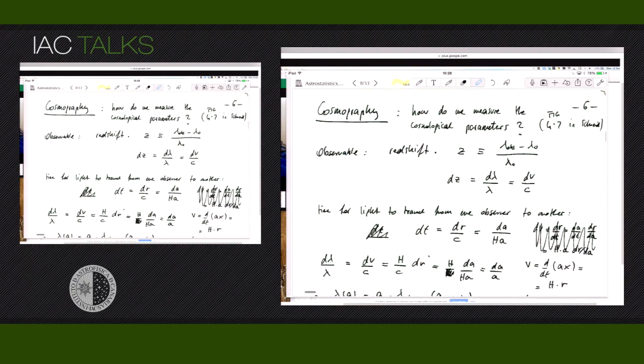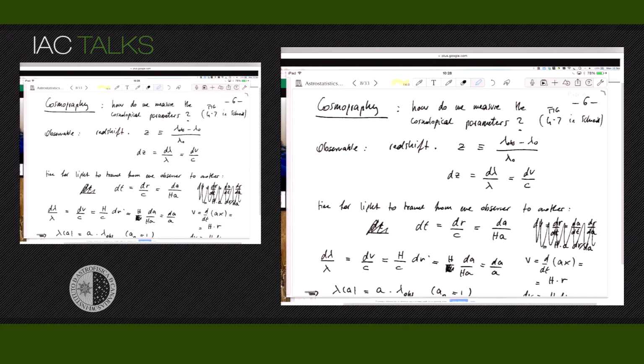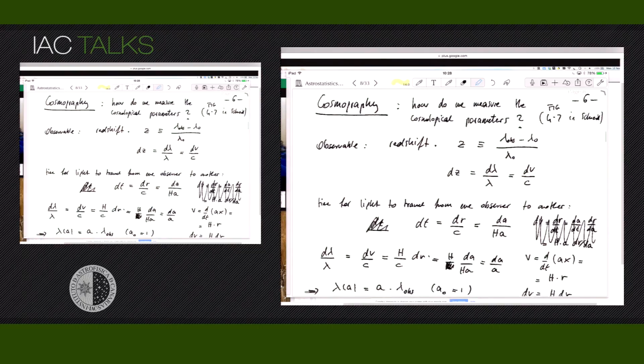So this is the subject of cosmography. How do we measure the cosmological parameters? So, what are the observables? Let's start from the observer's point of view. First, we can observe redshift. Redshift is defined as the difference between the observed wavelength minus the wavelength lambda 0 at emission, divided by lambda 0.